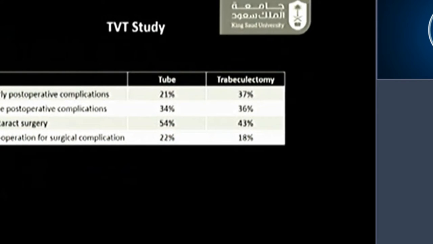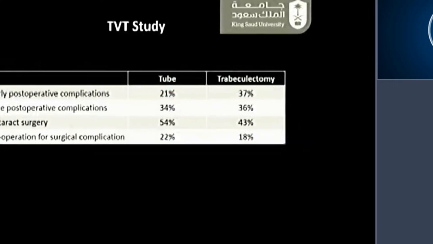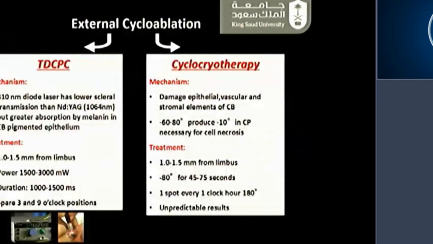Tube versus trab study. They compared the tube versus trab. They looked at early postoperative complications, late postoperative complications, cataract surgery, and reoperation for surgical complication. The early postoperative complications were a little bit lower on the tube side compared with trabeculectomy. However, the late postoperative complications were almost comparable in both groups. Cataract surgery required was almost comparable, and the reoperation for surgical complication was almost comparable.